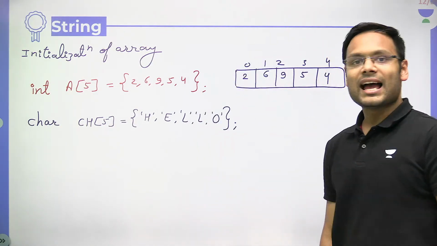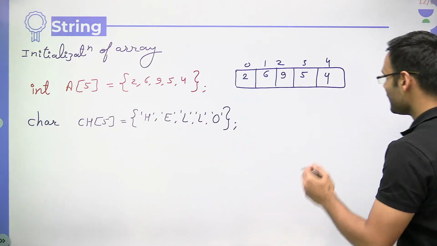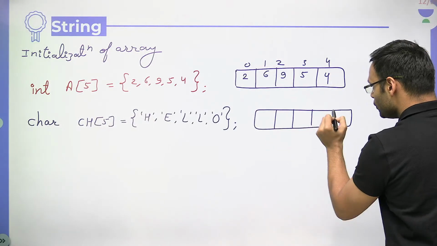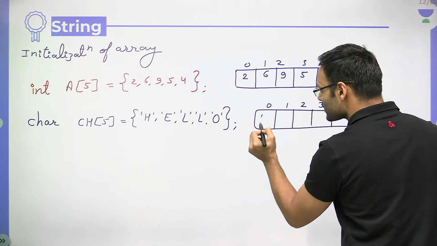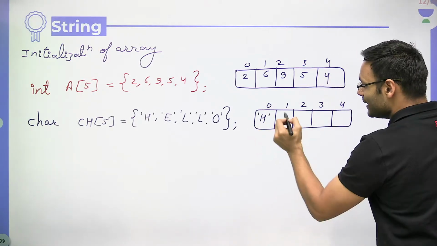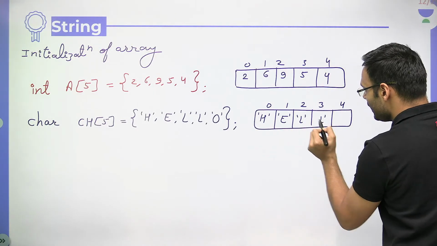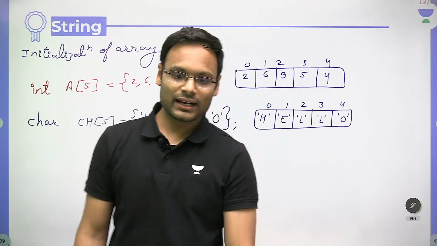So 5 characters I have written. What happens? An array will be created. 0, 1, 2, 3, 4. These will be the indexes. First index is capital H. Next index value is E. Next is L. Next is L. Next is O. ऐसे आपका ये एरे बन जाएगा.